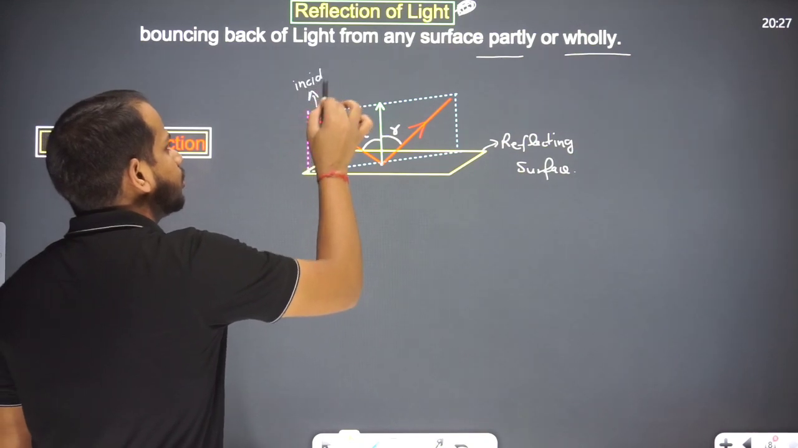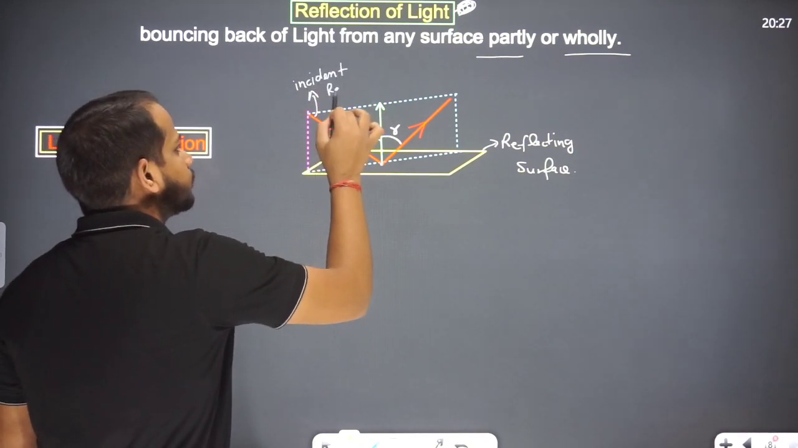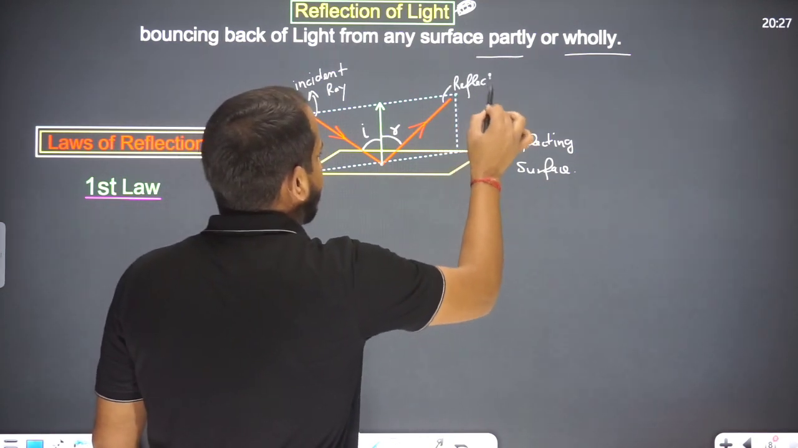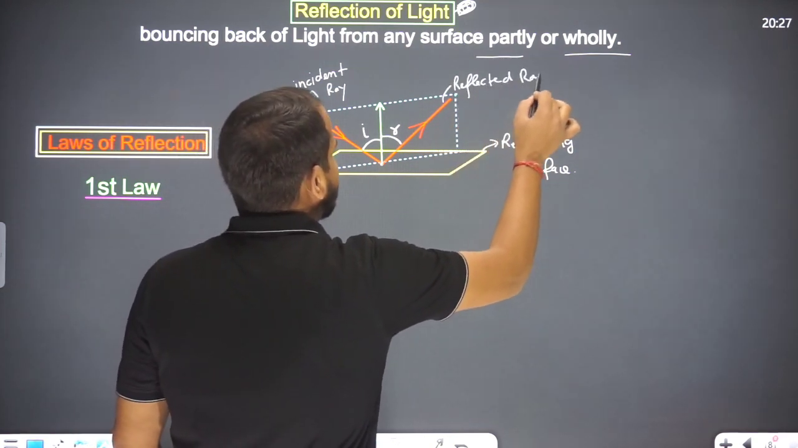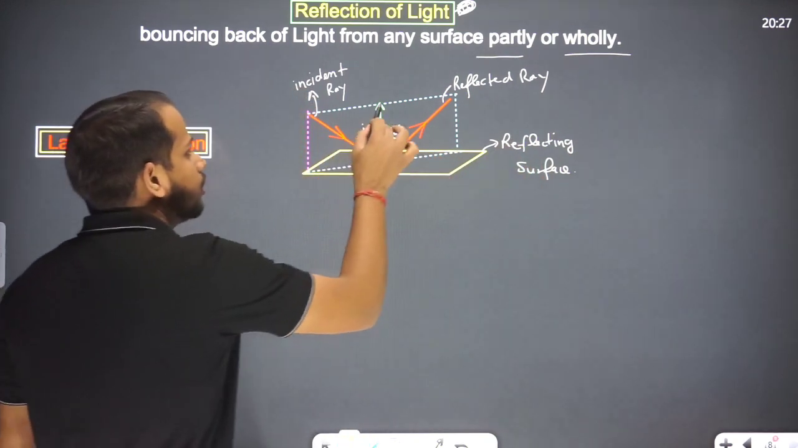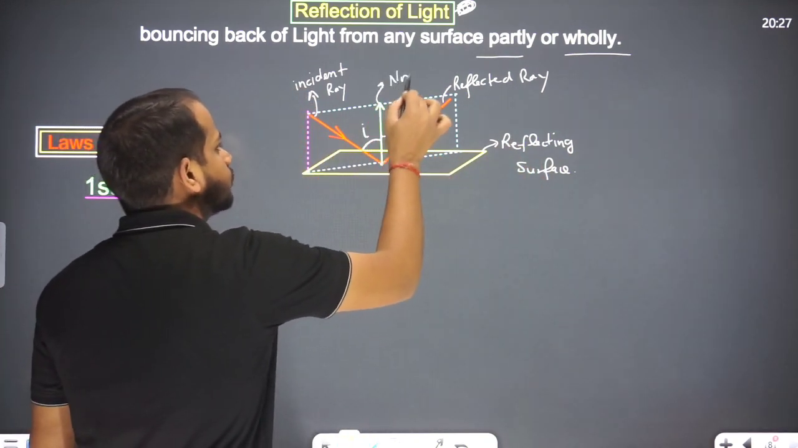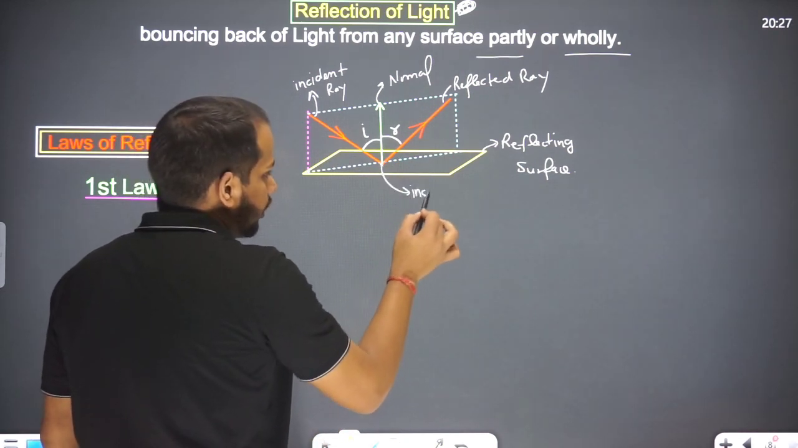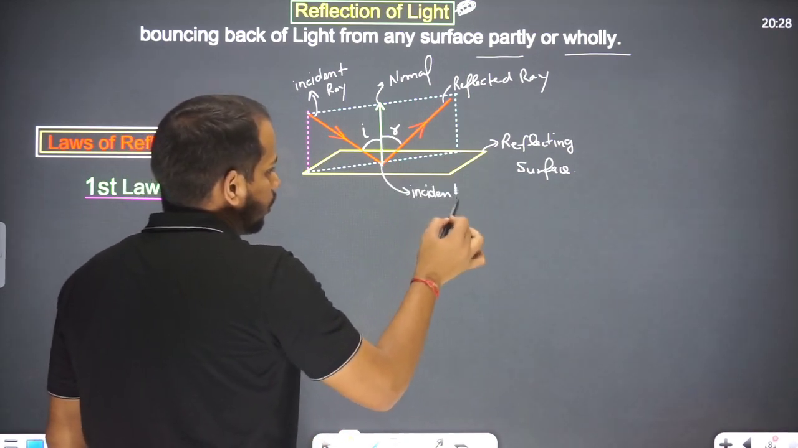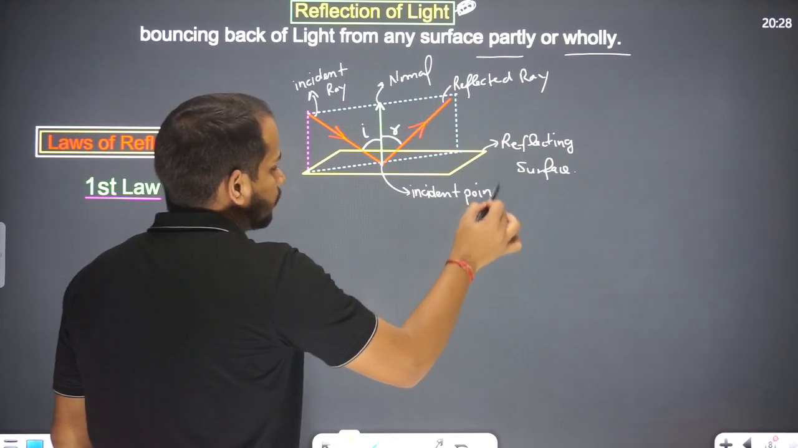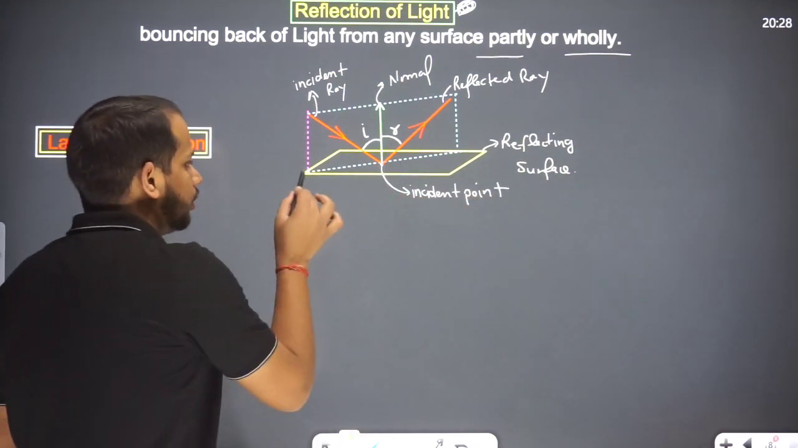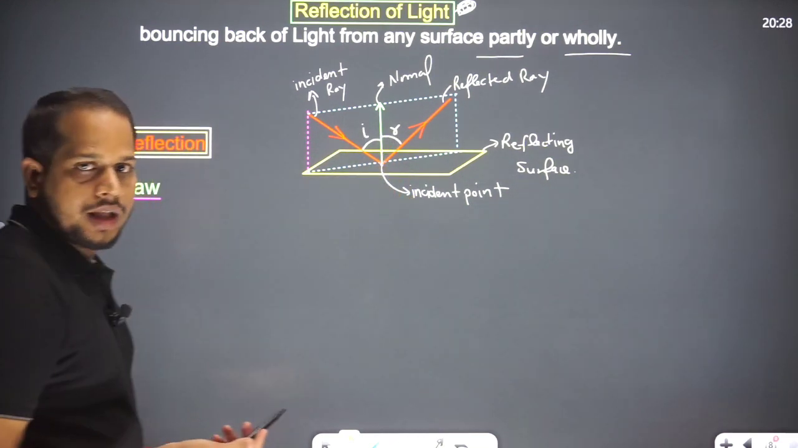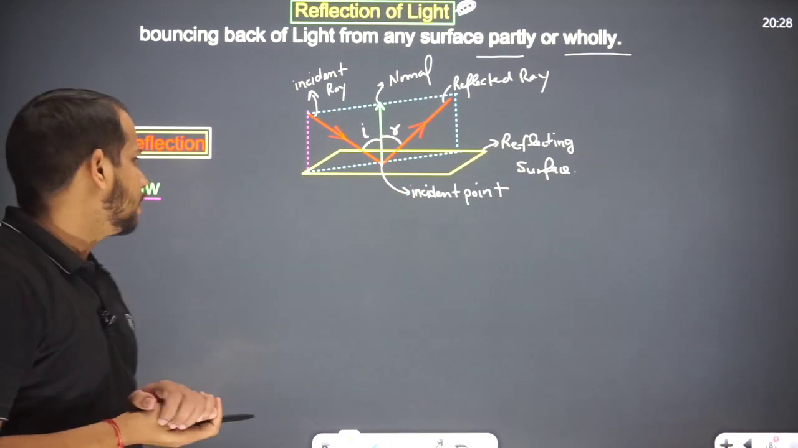This is the incident ray, and this one is the reflected ray, and this one is called the normal, right? And this is called the incident point. And I and R, you know about I and R. I is the incident angle and R is the reflected angle.